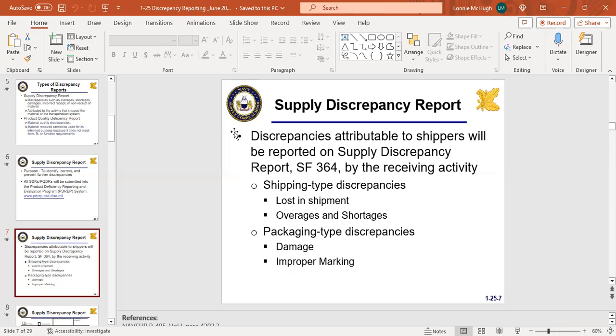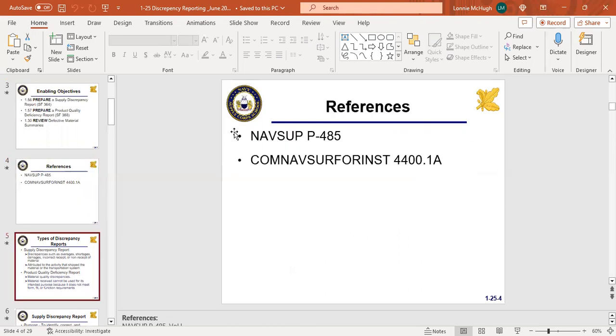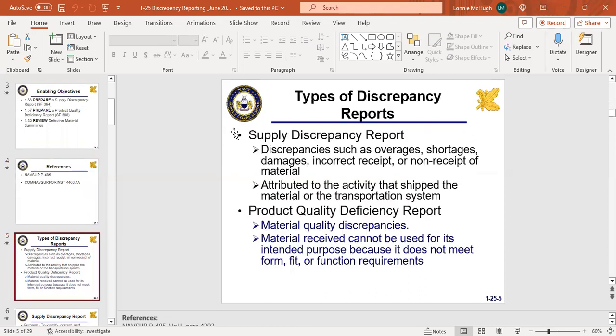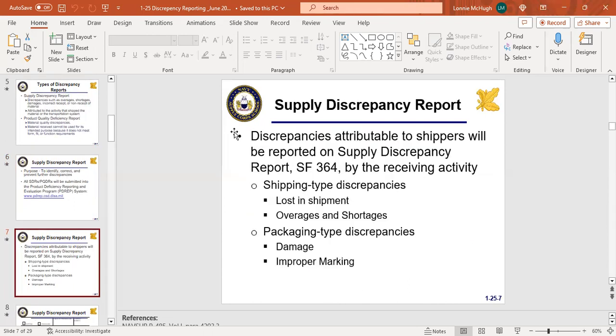So within the supply discrepancy report, there's the shipping discrepancies and the packaging discrepancies. I just want to go back a little bit and say, when we started this, we talked about types of discrepancy reports. So there's supply discrepancy report and quality deficiency report. Within the supply discrepancy report, there's shipping type and packaging type. So packaging discrepancies could be things like the box isn't sufficient to make sure that the product gets there appropriately. So maybe it should have had a crate and they put it in a cardboard box, or they put excessive material in there. So maybe it didn't need a crate and they put it in one and it could have been done in a cardboard box. That's causing excess costs to the government.